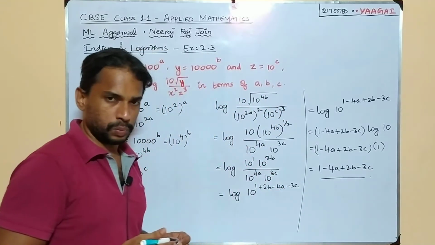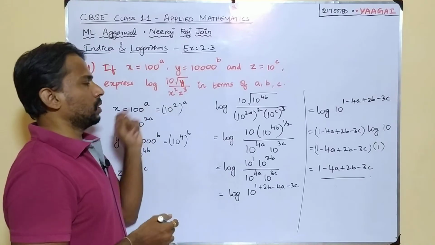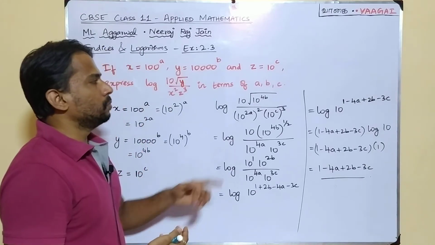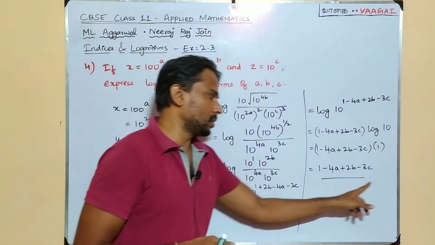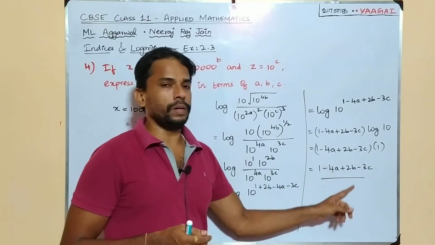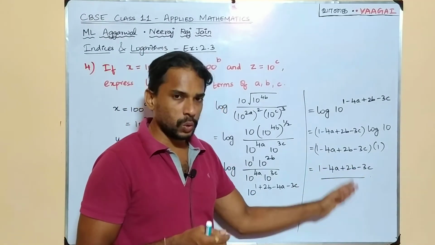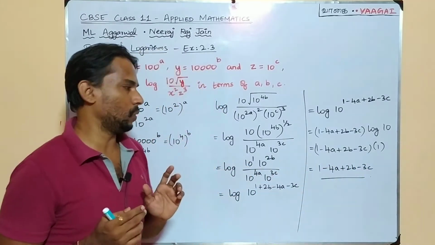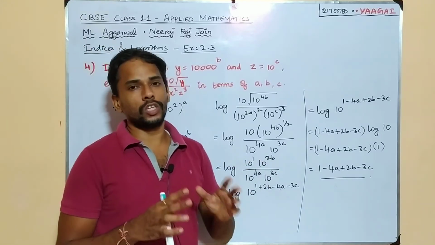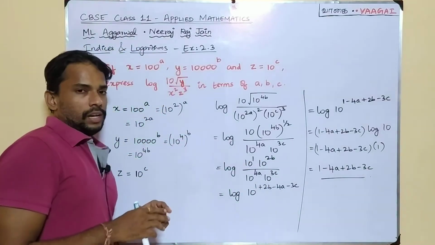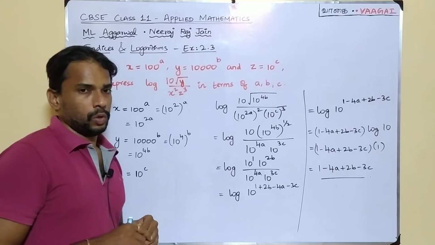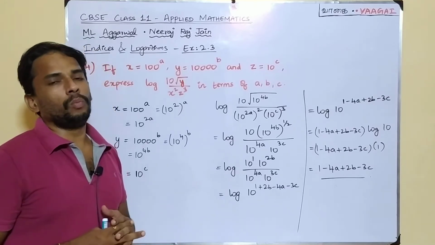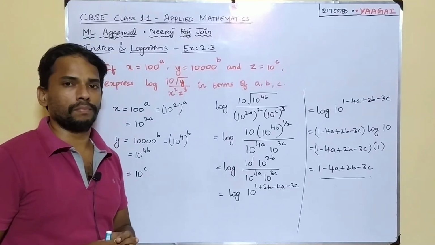So finally we have expressed the given expression from the question in terms of a, b and c. And our expression is 1 minus 4a plus 2b minus 3c. Hence this is going to be the answer. Have a look once again, a glance, then you will be able to understand. Next we'll move on to question number 5.